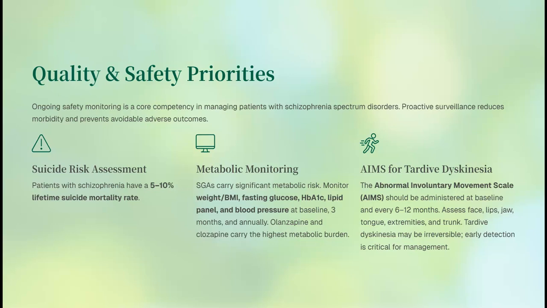So we're going to talk about some quality and safety priorities. Safety monitoring is not optional. It's fundamental to managing schizophrenia spectrum disorders. Proactive surveillance prevents serious complications and improves patient outcomes. You want to do a suicide risk assessment. Patients with schizophrenia have a 5 to 10% lifetime suicide mortality rate. That's significantly higher than the general population.